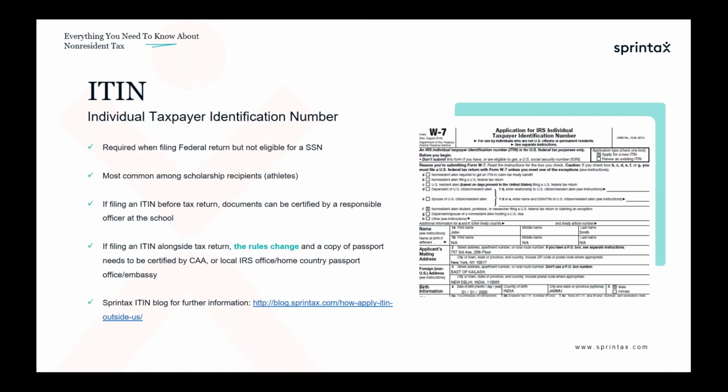In terms of applying for an ITIN before your tax return, you can typically have your documents such as your passport certified by a responsible officer at the school. Where the rules change is if you are applying for an ITIN alongside your federal tax return, you'll typically need to have a copy of your passport certified by a certified acceptance agent, or at your local IRS office, or your home country passport office or embassy. So it's important to keep in mind how the rules change when you're applying for an ITIN ahead of filing your tax return or with your tax return.